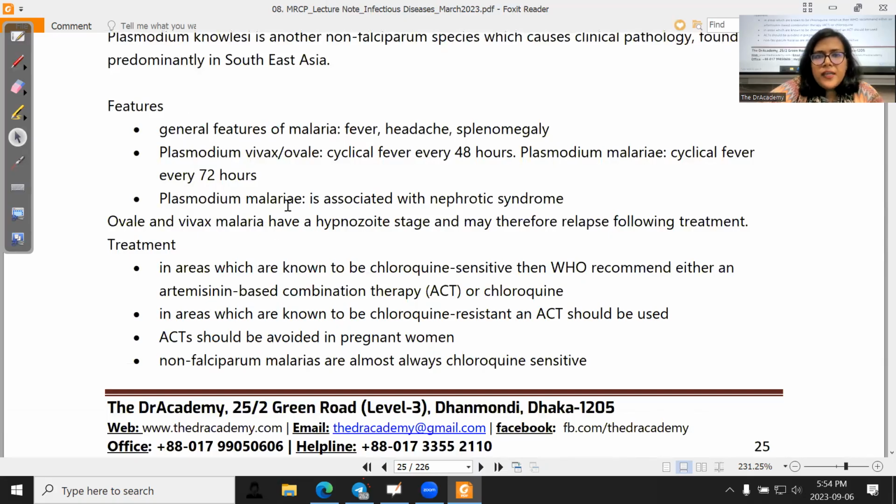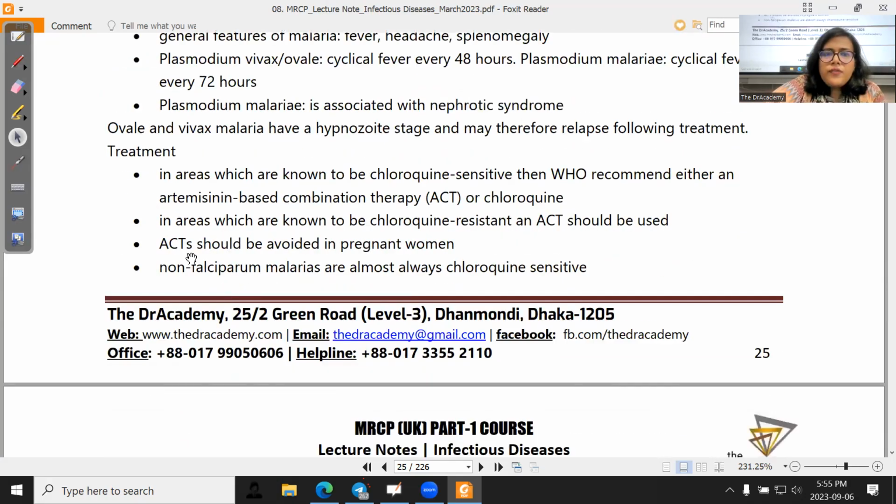Okay, Plasmodium malariae is also associated with nephrotic syndrome, especially membranous glomerulonephritis. Okay, ovale and vivax malaria have a hypnozoite stage and therefore may relapse even following treatment. So that's why we treat with primaquine. Yes. And in case of non-falciparum malaria, treatment is usually ACT based here as well. And most of these are quinine sensitive. So that's why you can go for the ACT. No other combination therapy is required here. However, ACTs should be avoided in pregnant women.